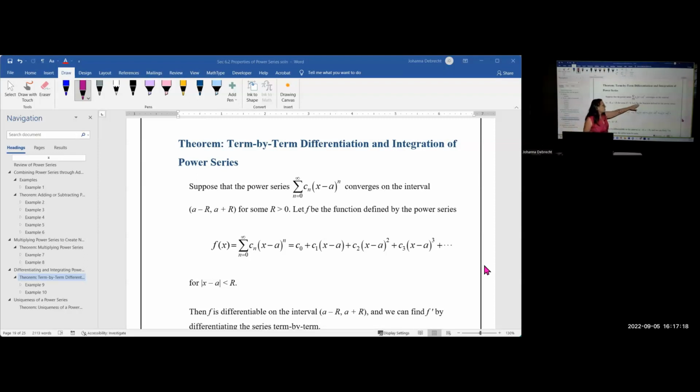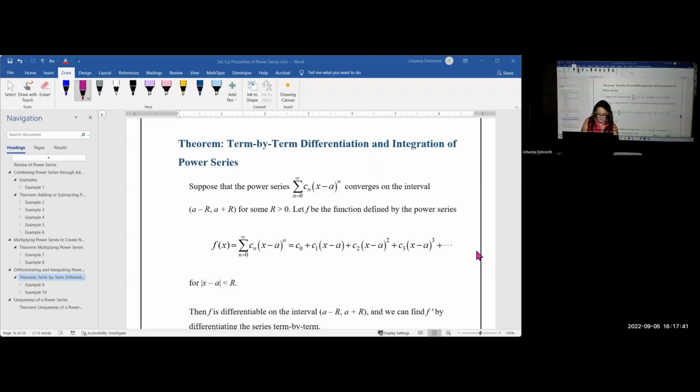We're going to let the function f defined by the power series f of x right here be represented by the sum of these terms. And this is just writing out the terms of the power series. And this is true for the magnitude of all x minus a less than r. This is because it's written in basically geometric form.